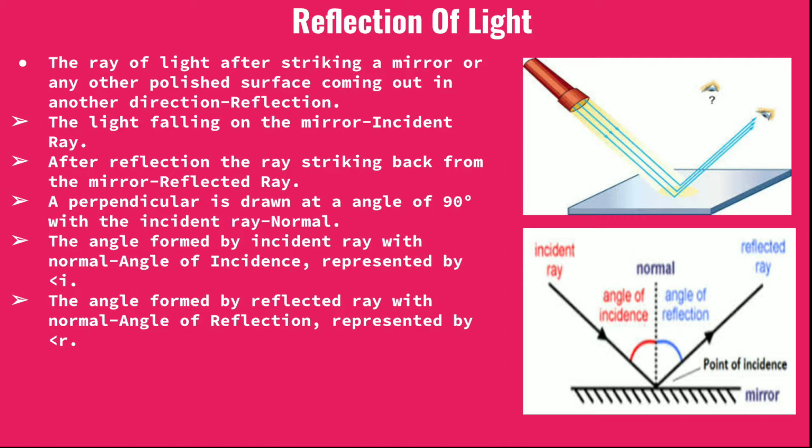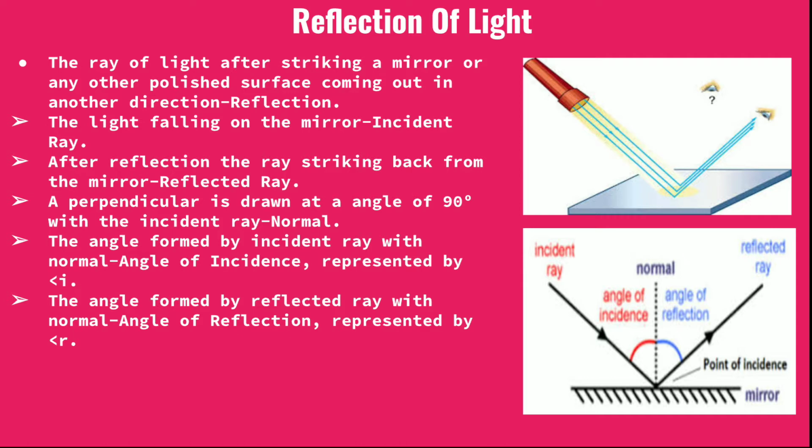So what is reflection? Reflection is when a ray of light, after striking a mirror or any other polished surface, comes back in another direction, where the angle of incidence is equal to the angle of reflection. That is known as reflection. For this, there should be an incident ray.